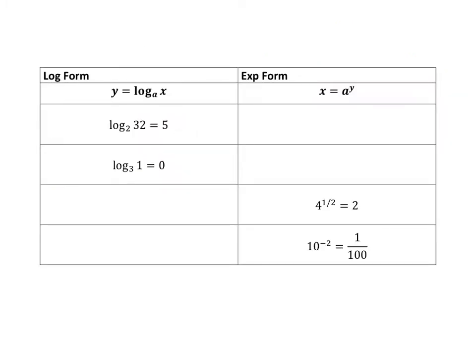Let's fill in what's missing on this chart. I've got my two major forms written up here. I'm going to snail this around to convert it. 2 to the 5th equals 32. Snail around. 3 to the 0 equals 1. It's not a good way of going the other way like a snail.